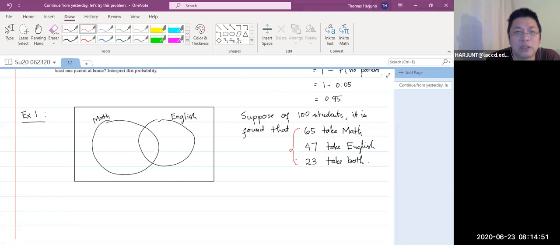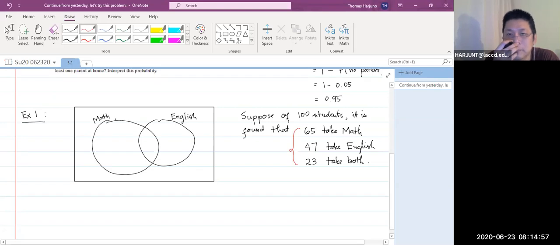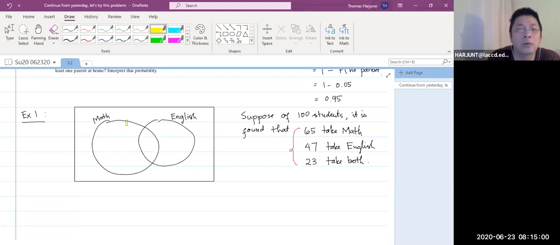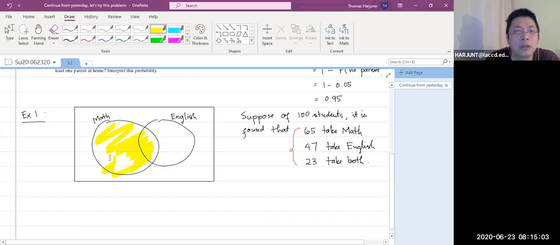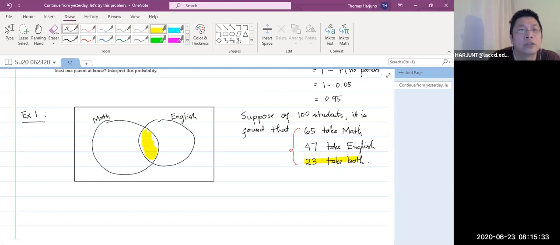We have 100 students. So the total numbers in this rectangle in this Venn diagram should be 100. Okay, 65 take math. So the numbers in this circle here should be 65. Okay, 47 take English. So the total numbers here should be 47. Okay, and 23 take both. So from here you see that we need to work it out inside out. I need to do this 23 first. Okay, that's 23 here.